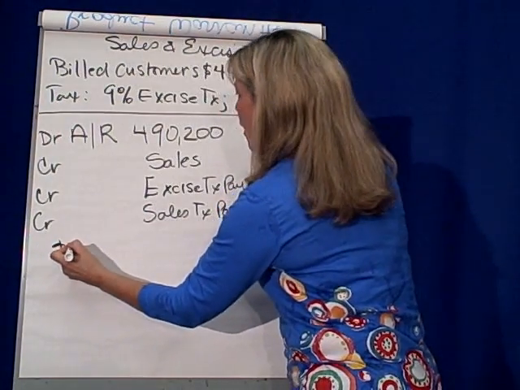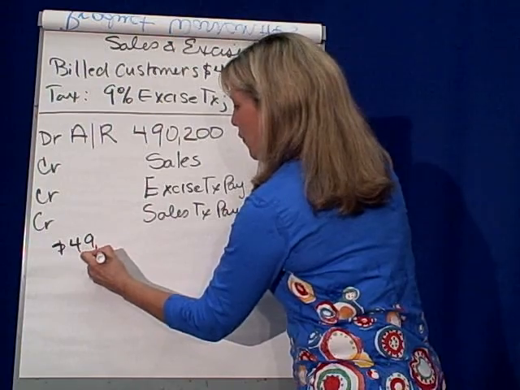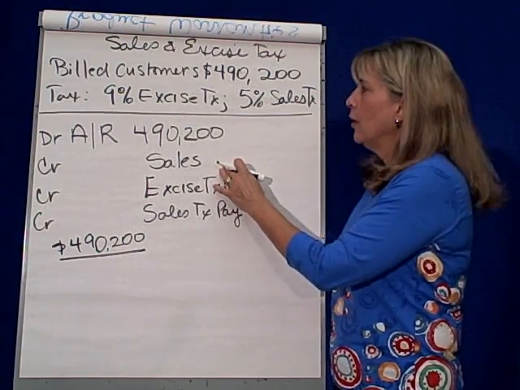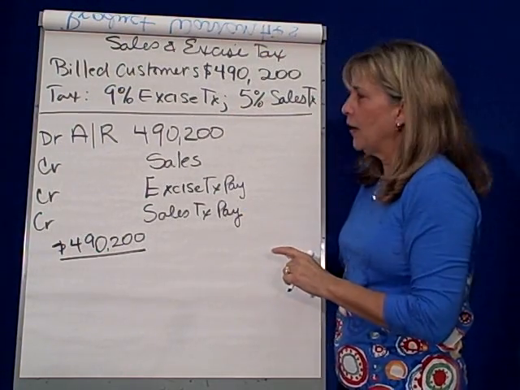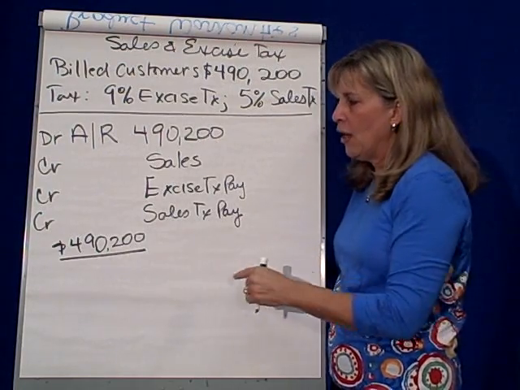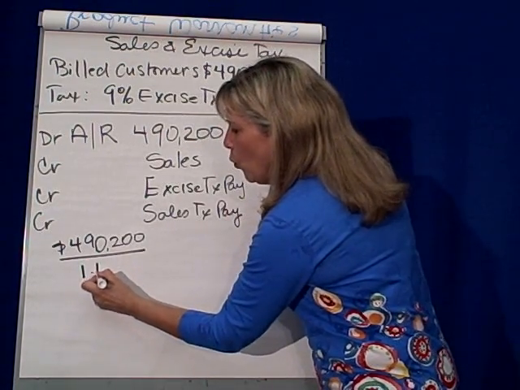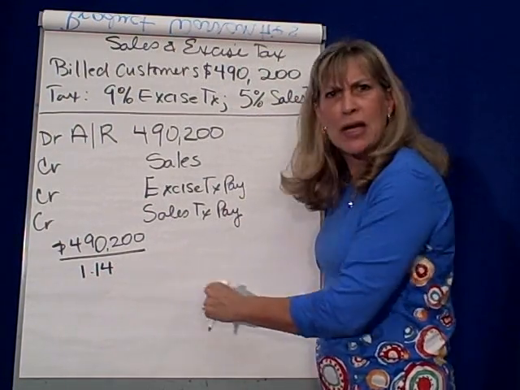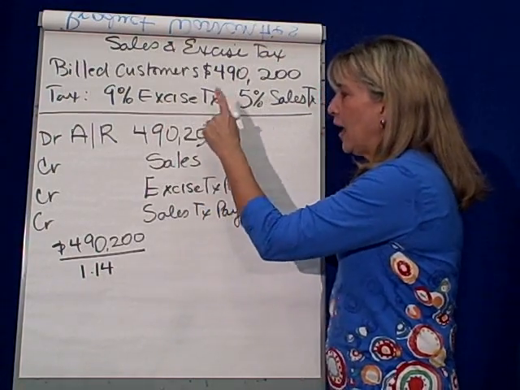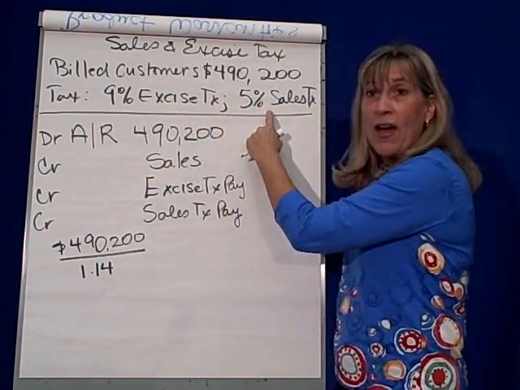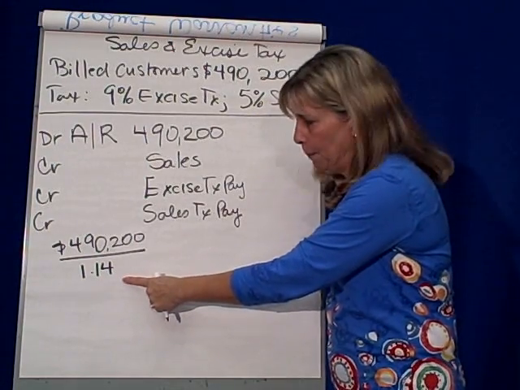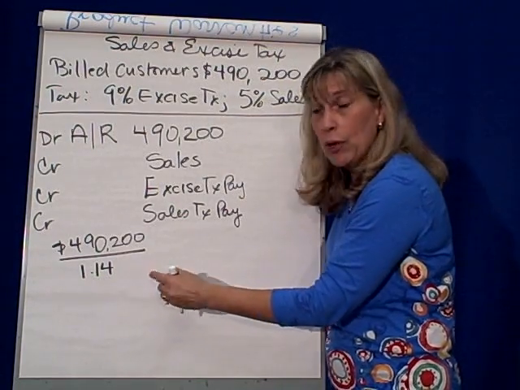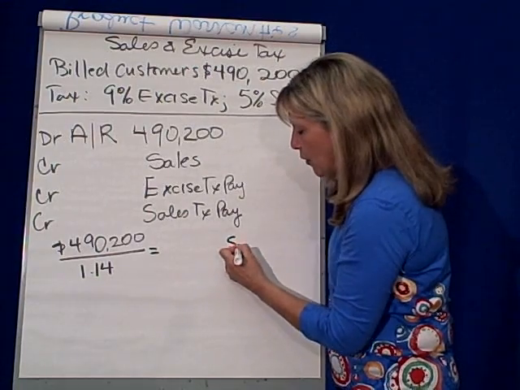Well, I know that the $490,200 includes 100% of the sales plus 9% of its excise tax plus 5% of sales tax. So this amount is 1.14, or 114% of sales. Now you're saying, how do you know this again? 100% is sales plus 9% plus 5%, which is 114%. So if I take this amount and divide it by 114%, or 1.14, I'm going to get my sales.